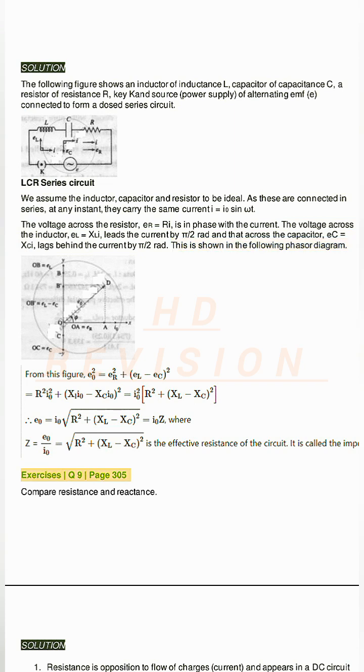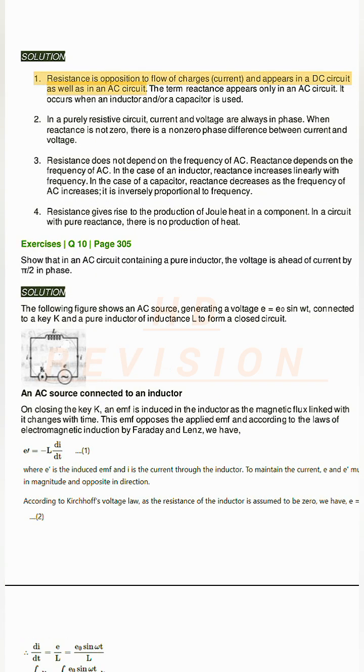Exercises Q9, page 305. Compare resistance and reactance. Solution. 1. Resistance is opposition to flow of charge as current, and appears in a DC circuit as well as in an AC circuit. The term reactance appears only in an AC circuit. It occurs when an inductor and/or a capacitor is used. 2. In a purely resistive circuit, current and voltage are always in phase. When reactance is not zero, there is a non-zero phase difference between current and voltage.